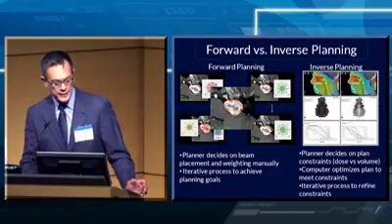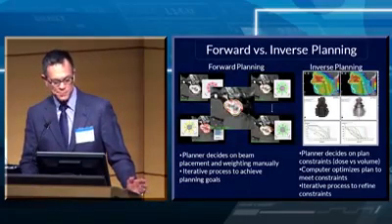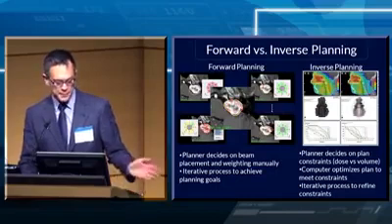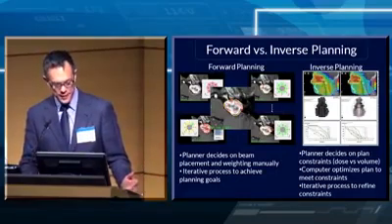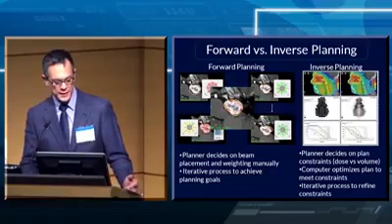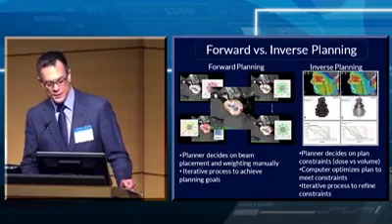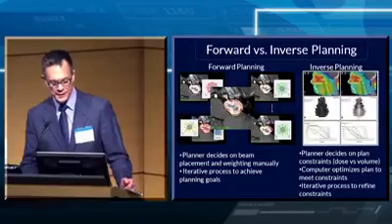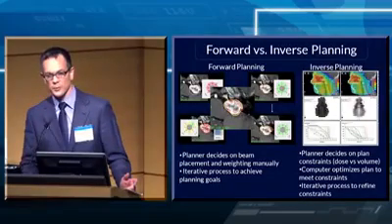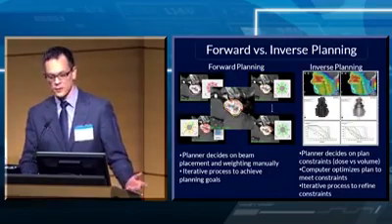In forward planning, the person doing the treatment planning manually decides basically everything, from beam placement and beam weighting to how they want the shape of the isodose distribution to be, and it's an iterative process to achieve the different planning goals. There's also inverse planning, where the planner, instead of determining the geometry, determines dose constraints, like how much dose should go to how much volume of each target, and then the computer optimizes the plan to try to meet those constraints.